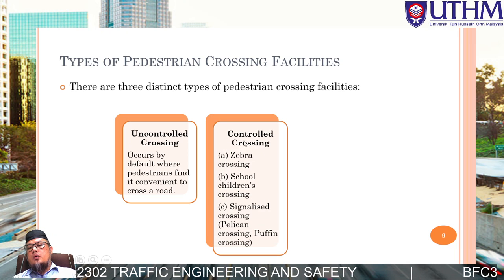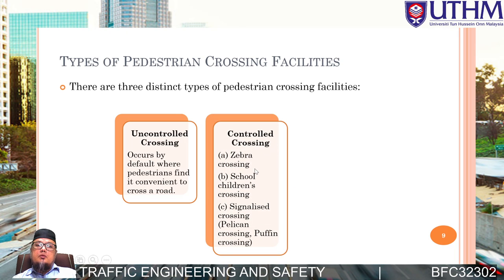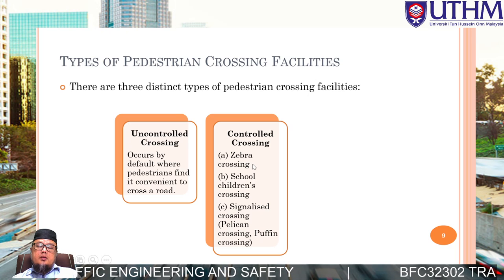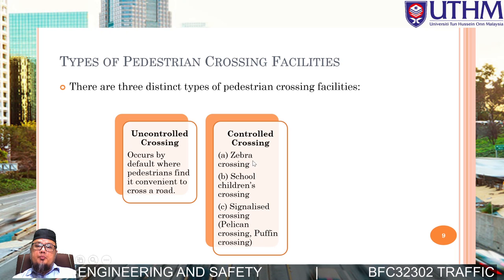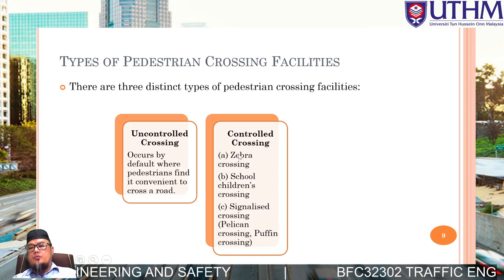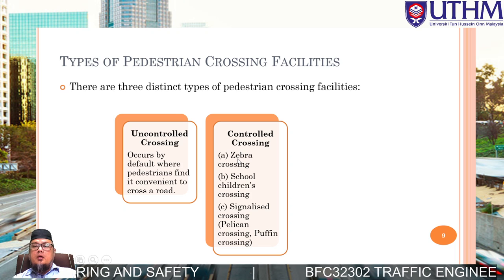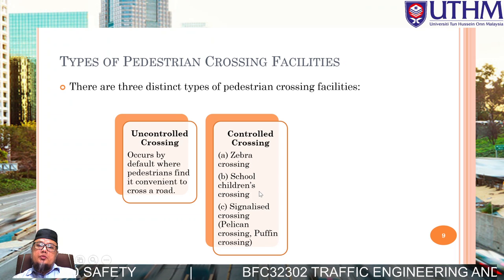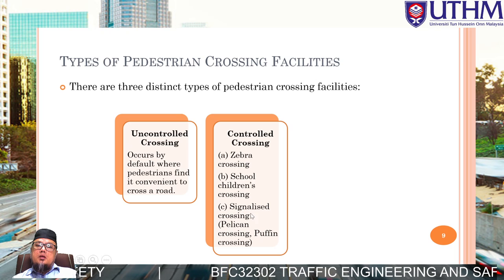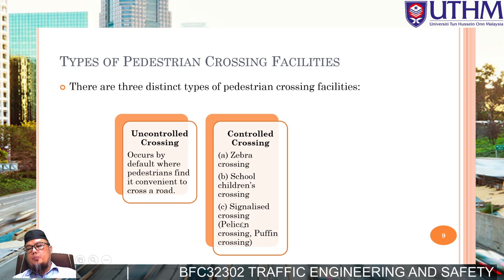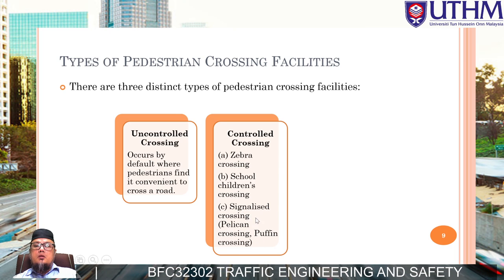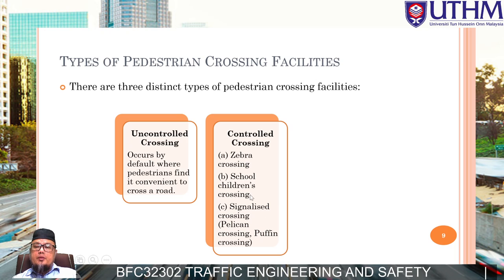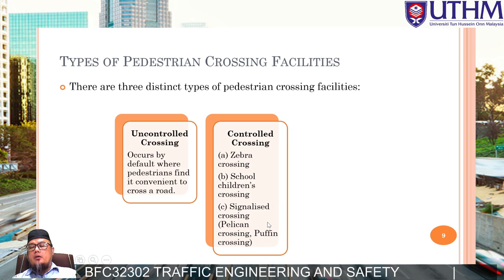Okay, the second one, controlled crossing. So this one, yes, we provide a special area, a special spot, as a constructed facility, such as the zebra crossing, the typical one, and school children crossings. Signalized crossings, some call them pelican crossings, puffin crossings, that are operated by signal lights.